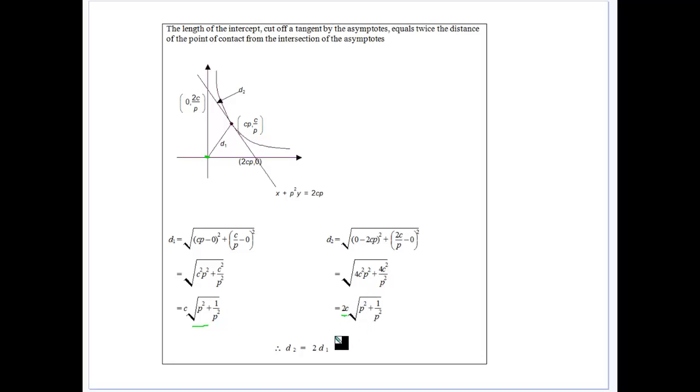So when we start to compare it, d1 was c outside the square root of p squared plus 1 on p squared. And d2 is 2 lots of c times the square root of p squared plus 1 on p squared. So there we can see that d2 is 2 lots of what we have for d1. So there is our proof. So much easier working with the parametric forms in that case.